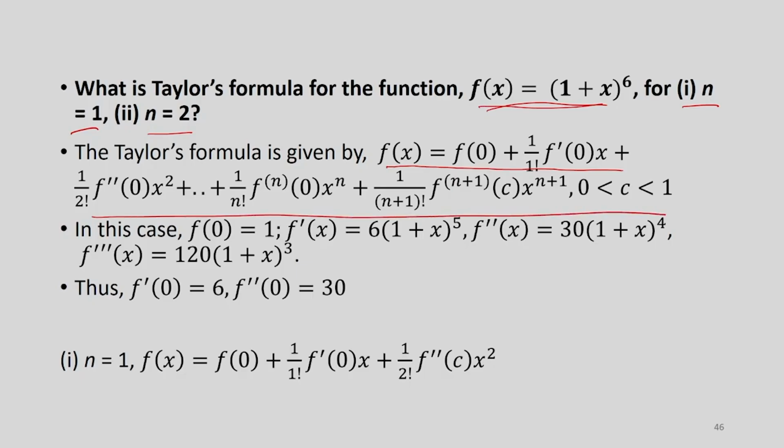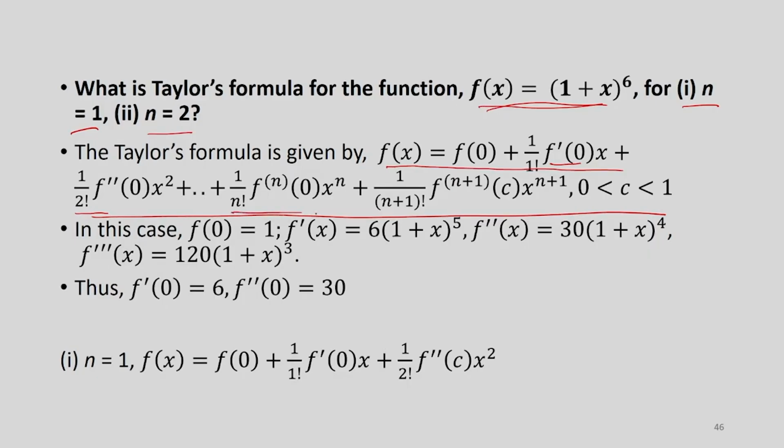Now, this was the Taylor's formula. f(x), the function, is equal to f of 0, so you are evaluating the function at x equal to 0, plus 1 divided by factorial 1 multiplied by f dash of 0 multiplied by x. That is, you are taking the first derivative and then evaluating it at x equal to 0, that will give you f dash of 0. Then multiplying it with x divided by factorial 1, plus x square divided by factorial 2 multiplied by f double dash of 0, and likewise it will go on. You can see the pattern.